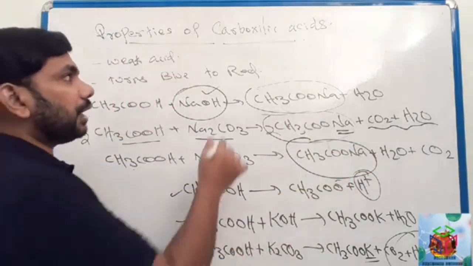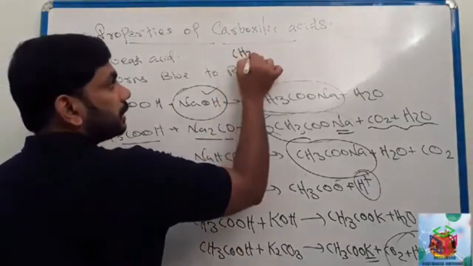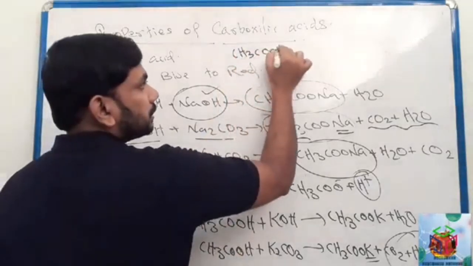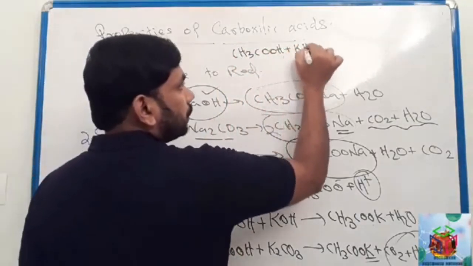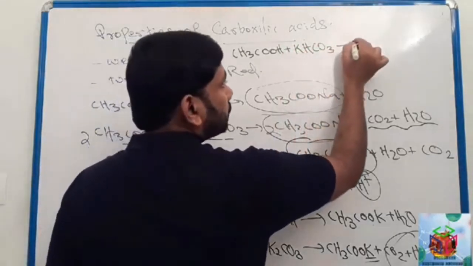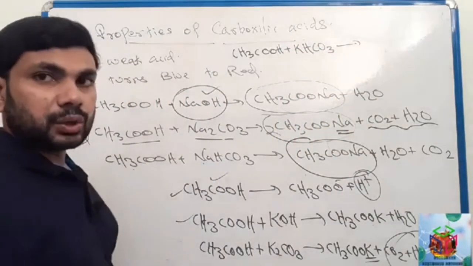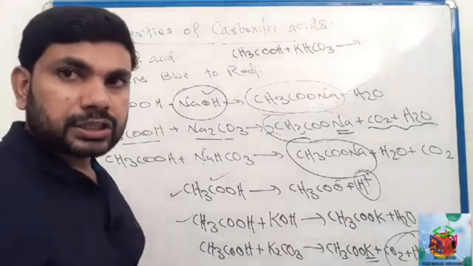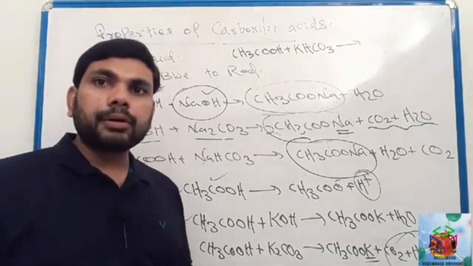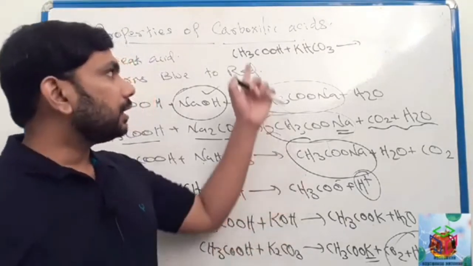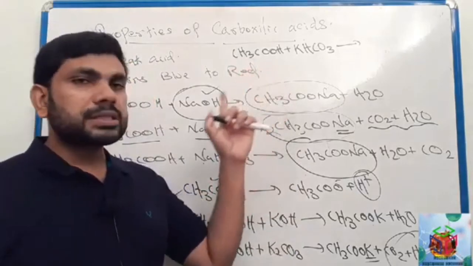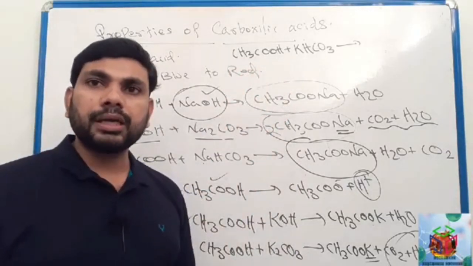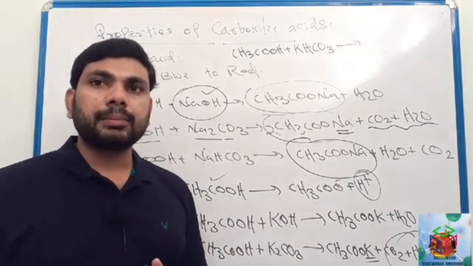Similarly, I will give you another example, CH3COOH plus KHCO3, potassium hydrogen carbonate, KHCO3. So what will be the product? You can write the product in the comment box. Okay, here carboxylic acid plus potassium hydrogen carbonate. Write the answer in the comment box.